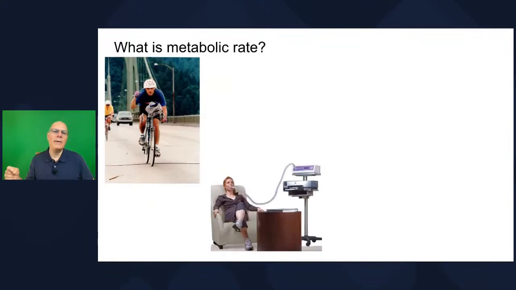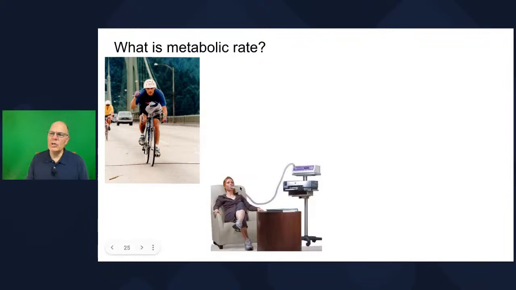That leads us to the topic of metabolic rate. And here we see a bicyclist crossing the finish line. That's an example of metabolic rate. And what's really cool is that bicyclist is me. That's me having finished the Seattle to Portland bike ride sometime in the 1990s, a really, really long time ago.